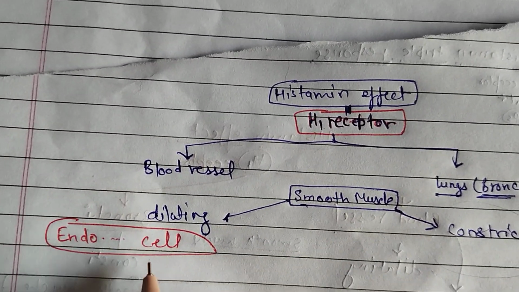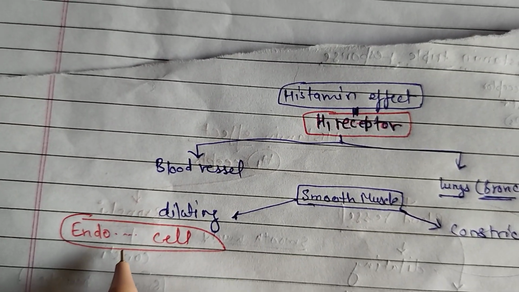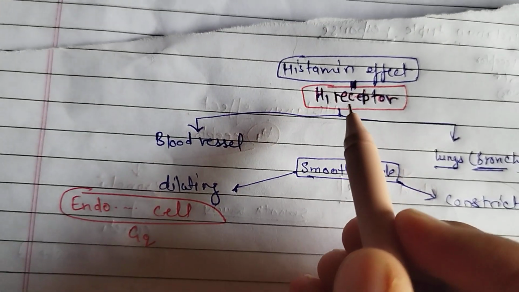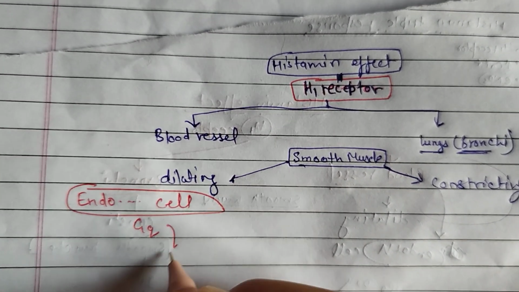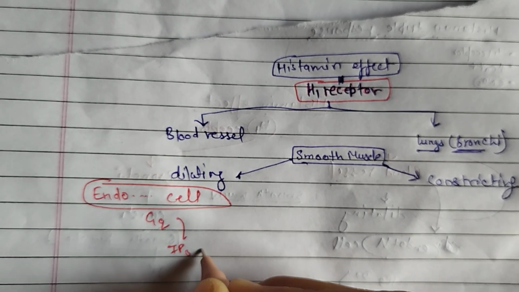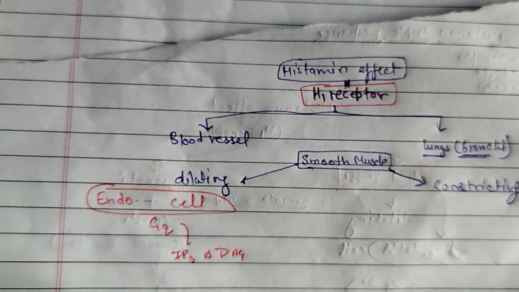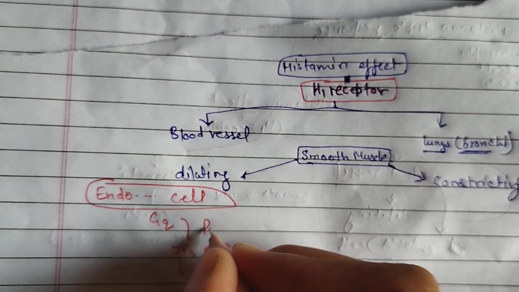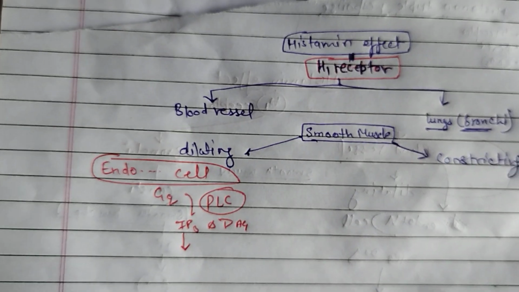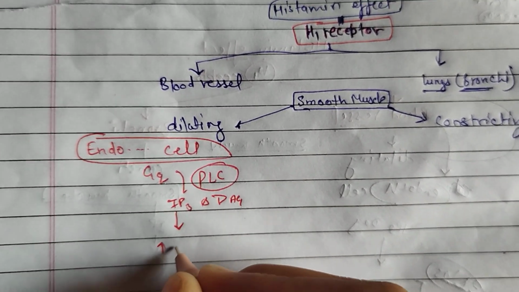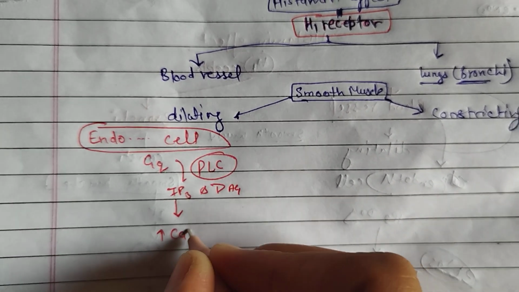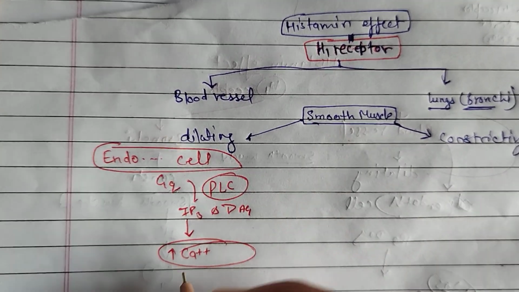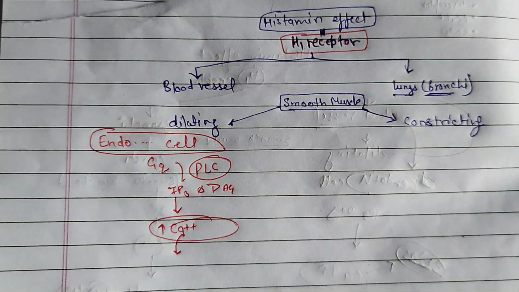How? When histamine binds to endothelial cells, it acts like a Gq protein receptor. The H1 receptor is Gq, and it follows the phospholipase C pathway, forming IP3 and DAG. This is the mechanism, I'm just telling you in short. Primarily it causes an increase in intracellular calcium inside the cell. This increased calcium in endothelial cells will lead to the release of what?